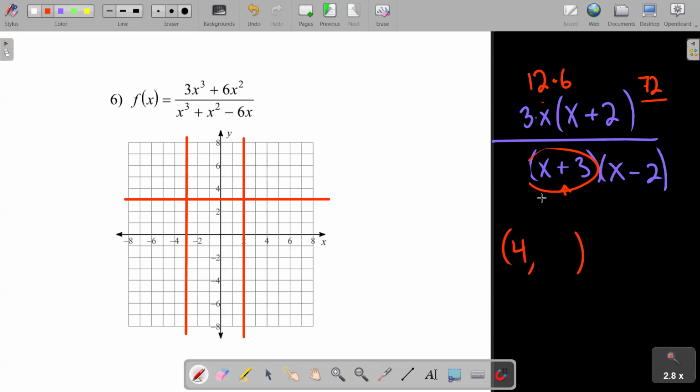So like the bottom, if you put 4 in place of the x's, 4 plus 3 is 7. 4 minus 2 is 2. 7 times 2 is 14. He's gone because he canceled out, remember, with one of the x's on top. So that's why I did some cleanup so that we didn't have any old stuff to worry about. It's all gone.